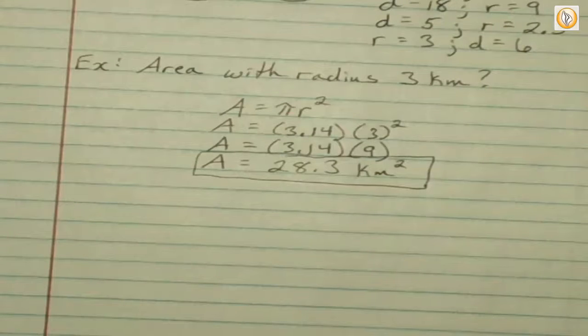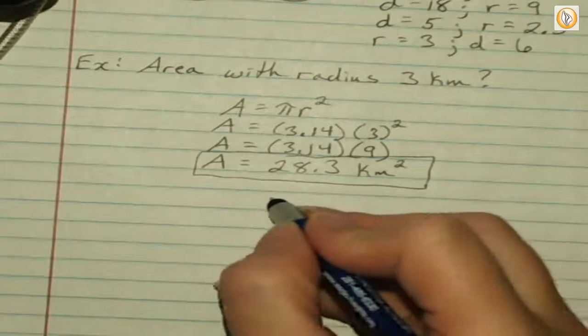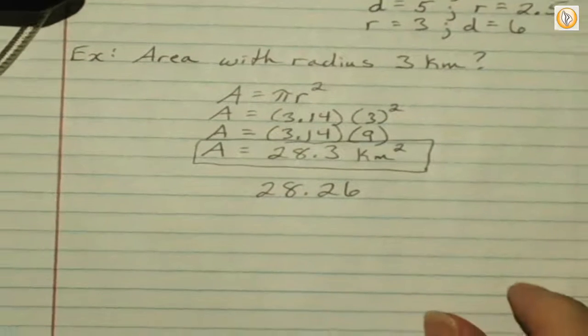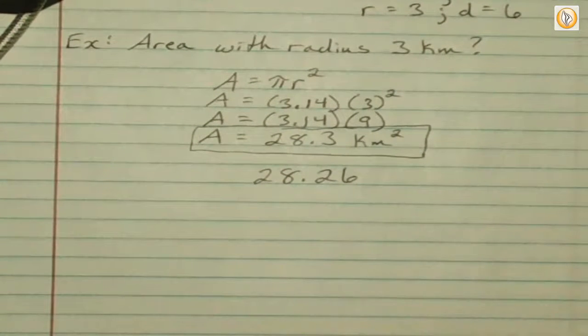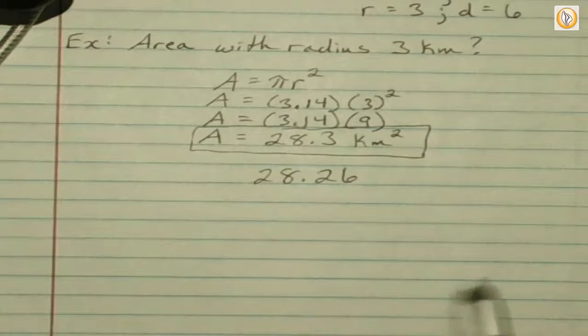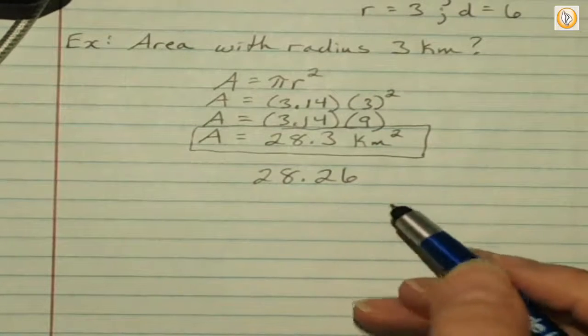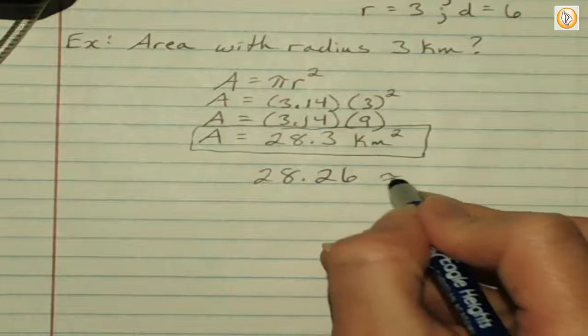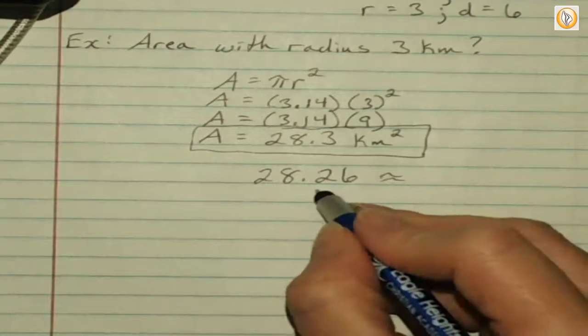Maybe I did. Oh, okay. It's actually 28.26. Yeah. And we are, I'm sorry, we're going to round. I rounded, but you don't have to. Oh, okay. So I rounded to the nearest tenths.